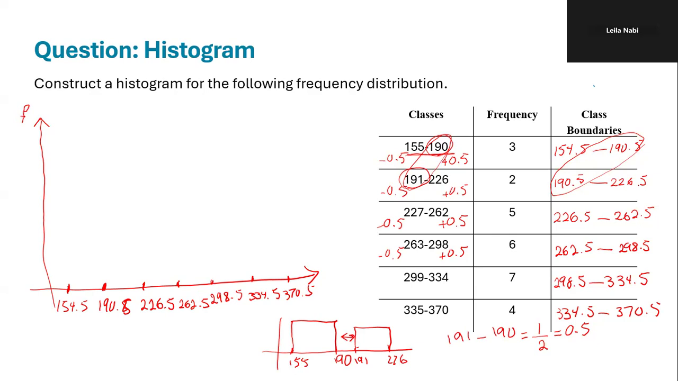Again, the frequencies must always be in order. The highest number that I have is 7, so I only need from 1 to 7. 1, 2, 3, 4, 5, 6, 7. So we create bars. The first class goes up by 3. Second one goes up by 2. See, there is no gap between the bars. Next is going up by 5.